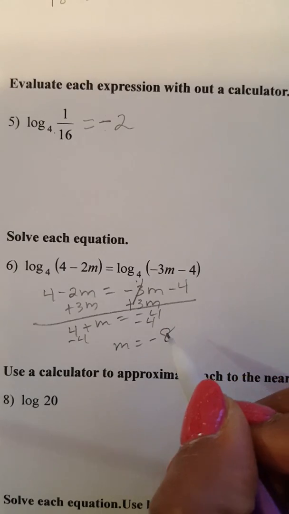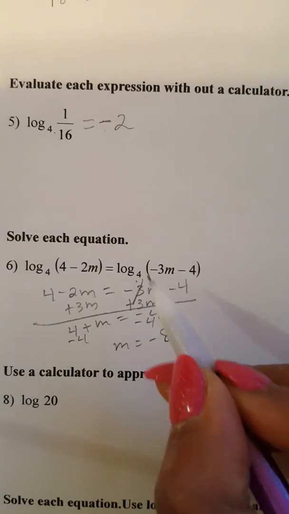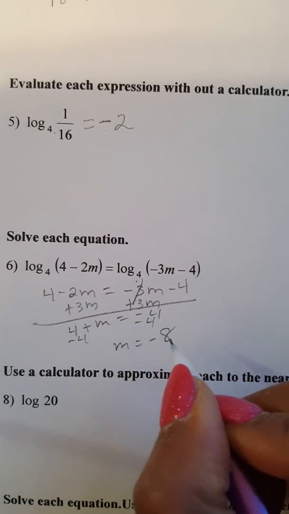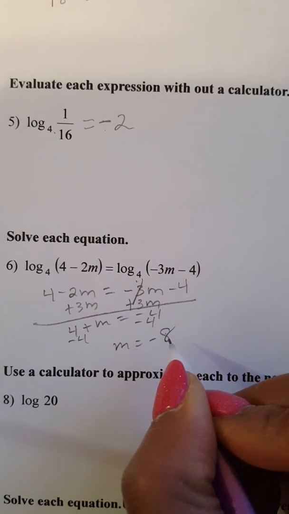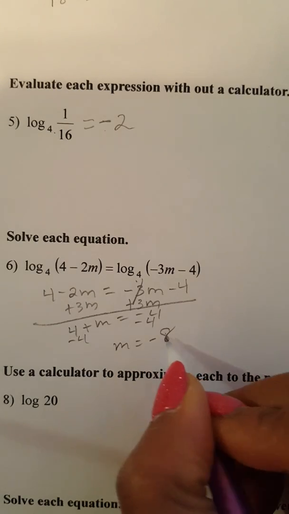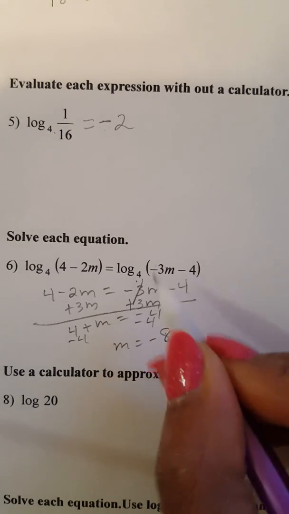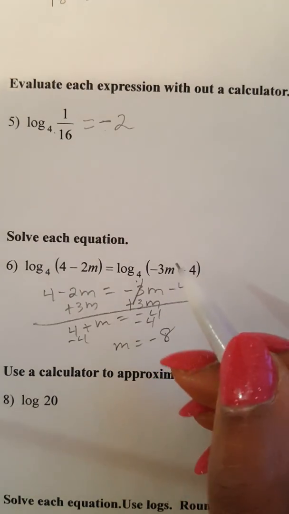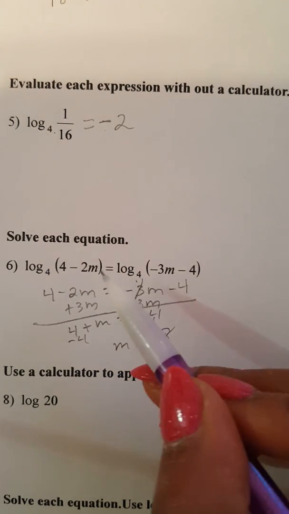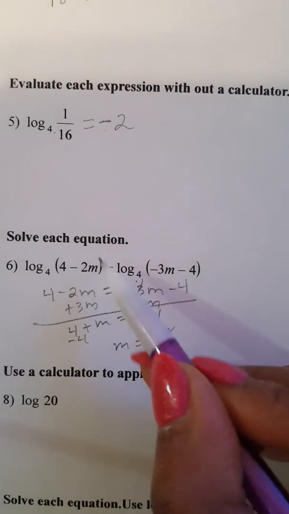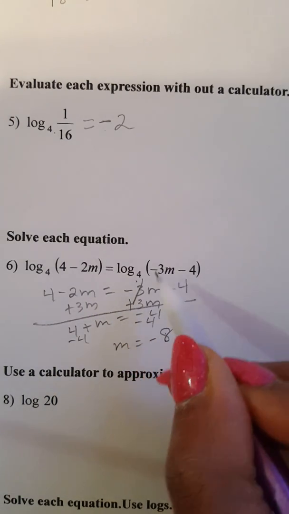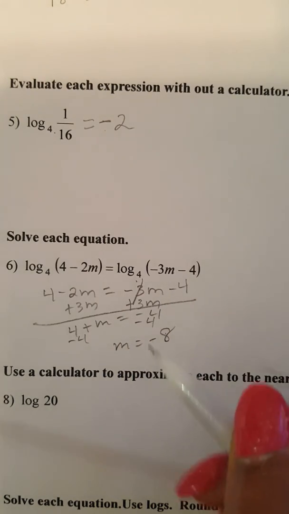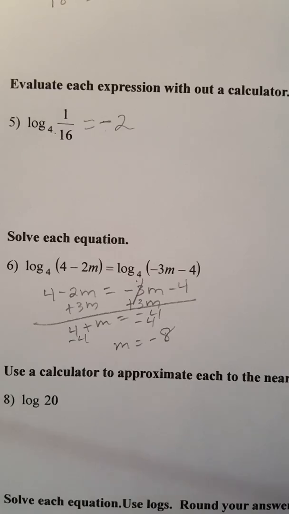And you want to make sure that your answer works, because you cannot take the log of 0 or the log of a negative. Now your answer can be negative and your answer can be 0, but you got to plug it in to make sure that when you plug it in, it does not give you a negative and it does not give you 0. And I think negative 8 is going to be okay, because a negative times a negative is a positive, and it will be bigger than that minus 4. So negative 8 is okay.